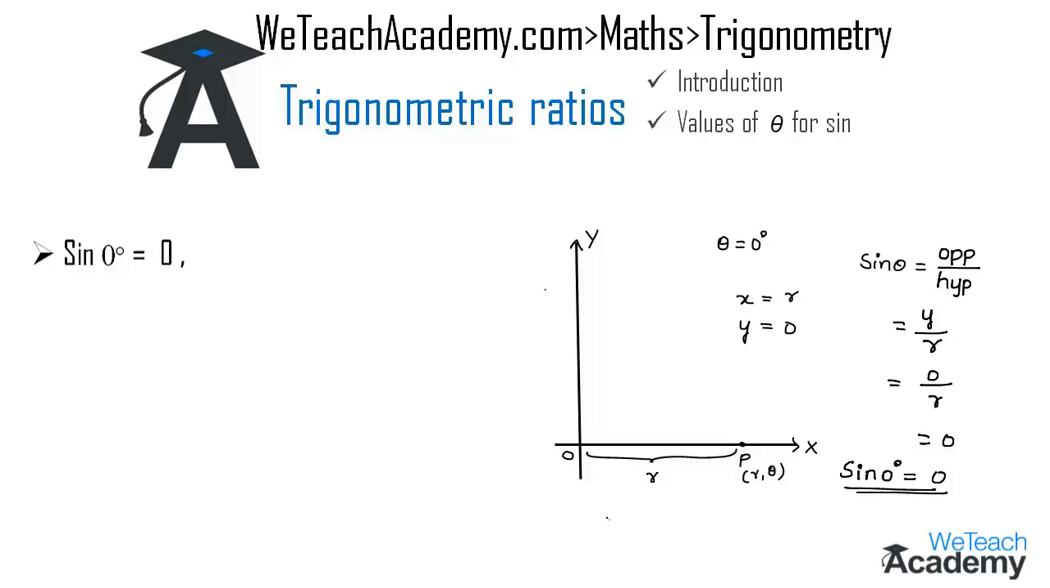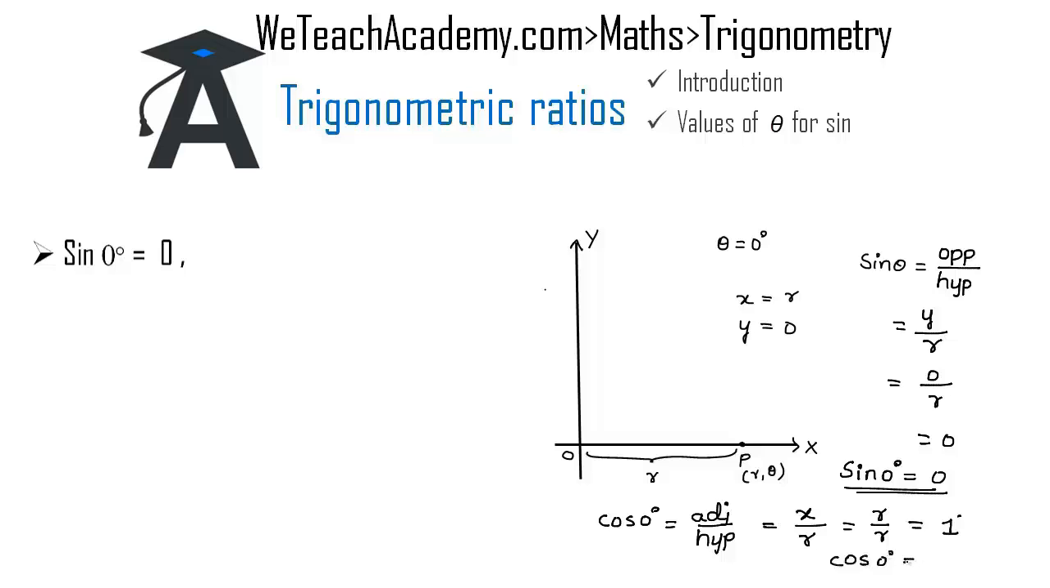And now let us find the value of cos 0 degrees. Cos 0 degrees will be equal to adjacent side by hypotenuse side. Here the adjacent side for the angle theta will be x. So we get x by the hypotenuse side r. And here x is nothing but r, so we can substitute r in the place of x. So we get r by r, which is equal to 1. Hence we can say that cos 0 degrees is equal to 1. Hence we prove that sine 0 degrees is equal to 0.